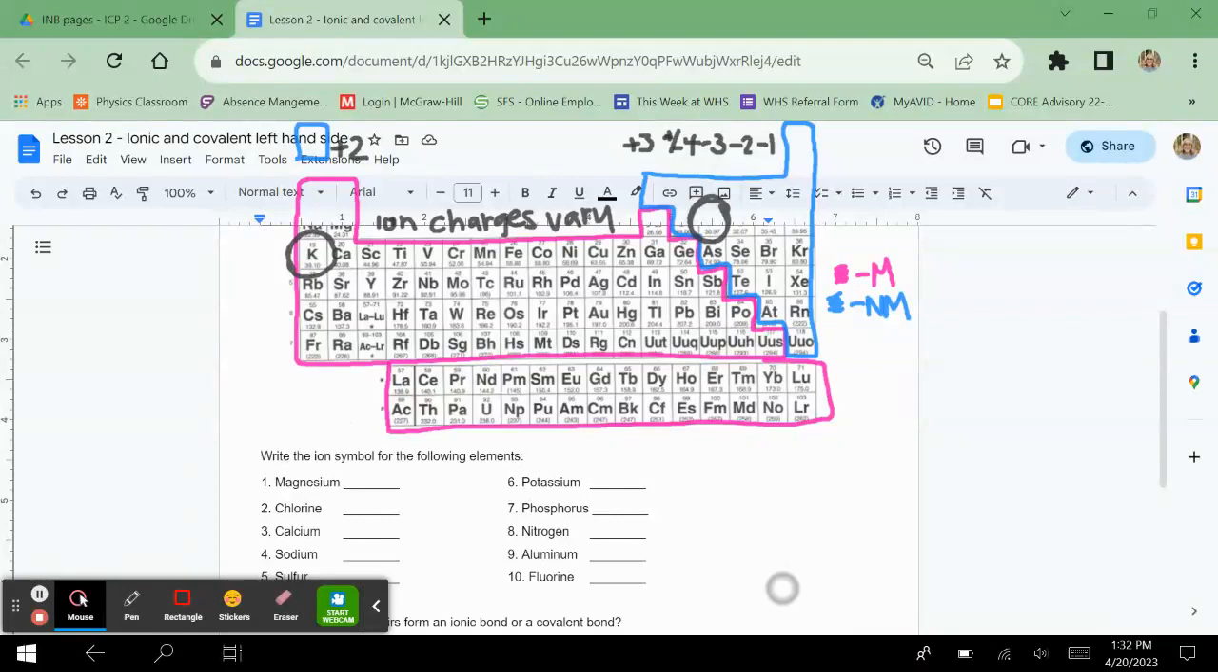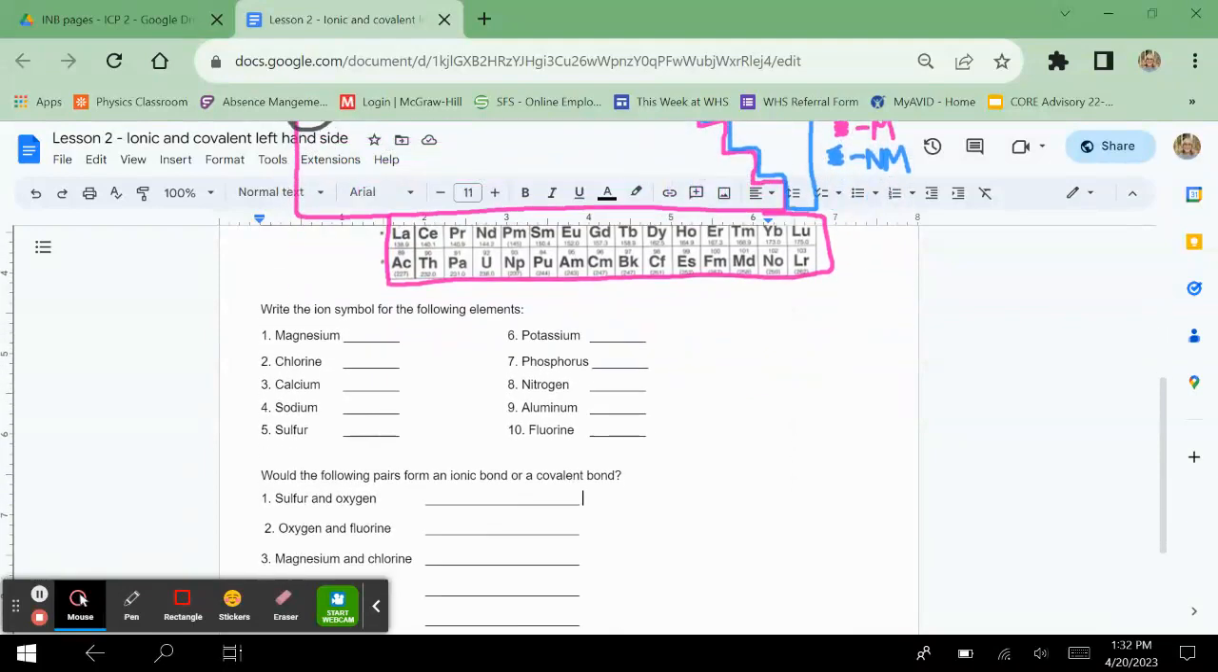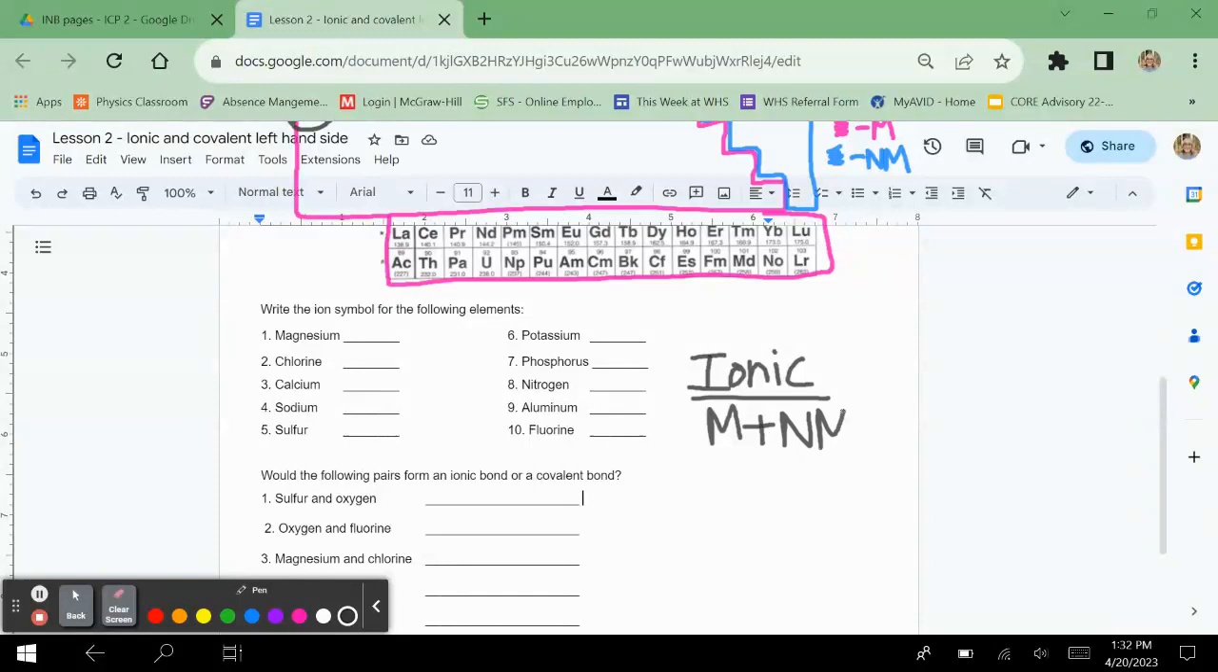This second part says, would the following pairs form an ionic or a covalent bond? So as a reminder, for ionic bonds, an ionic bond forms between a metal and a non-metal. For covalent bonds, a covalent bond forms between a non-metal and a non-metal.